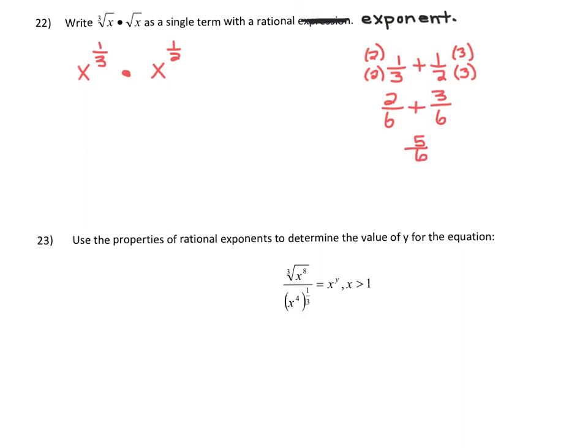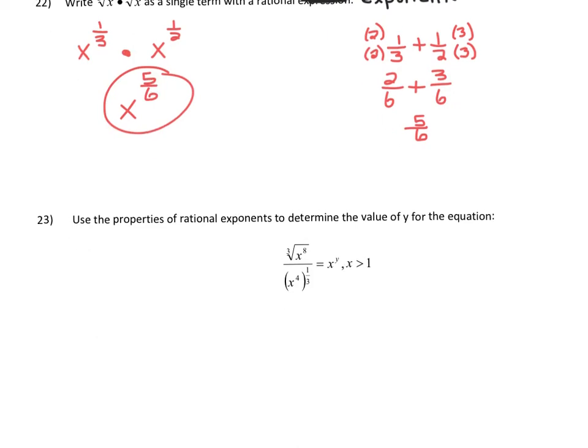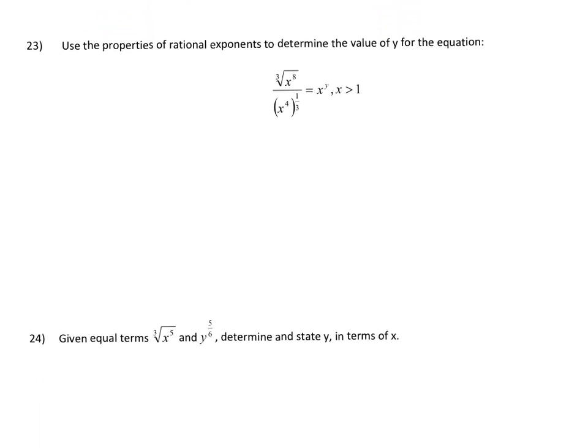Okay, so I'm going to rewrite this, right? If we multiply two terms with the same base, we keep the base, so I'm going to keep the x, and we add the exponents. And actually, we are done, because they wanted us to rewrite this as a single term, which it is, with a rational, which just means fractional, exponent. So that one's done. All right, let's take a look at number 23. Let's see how you did with that one.